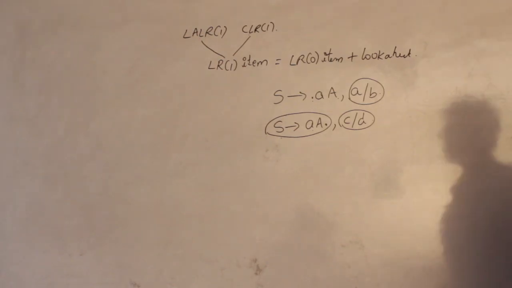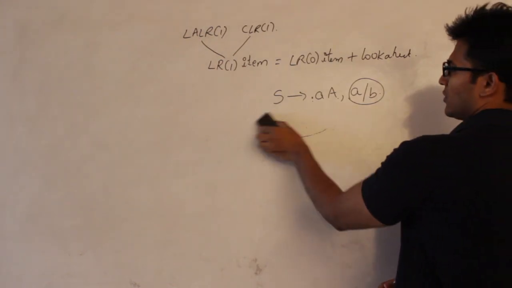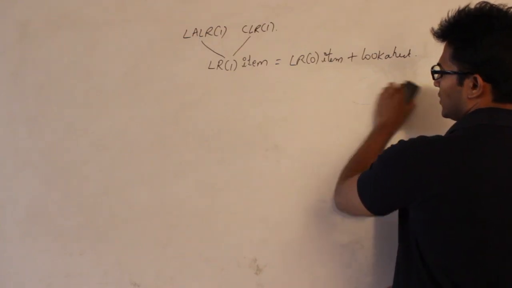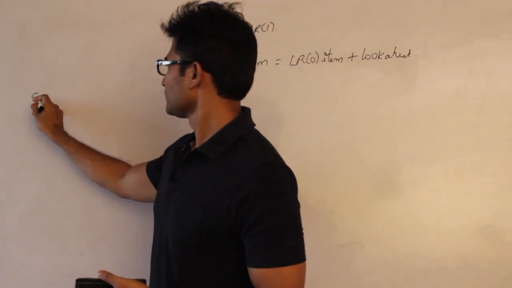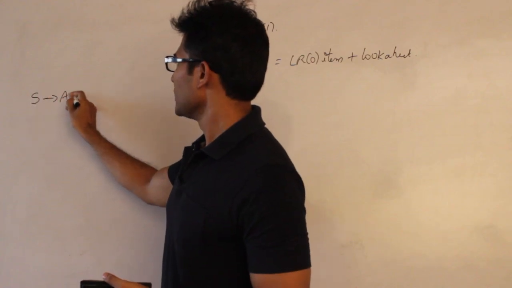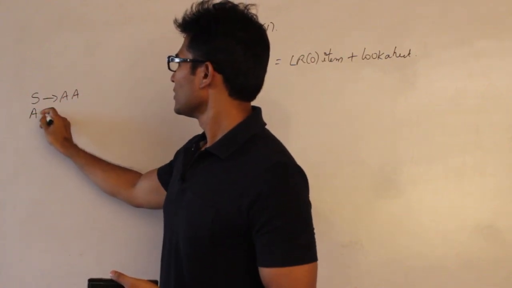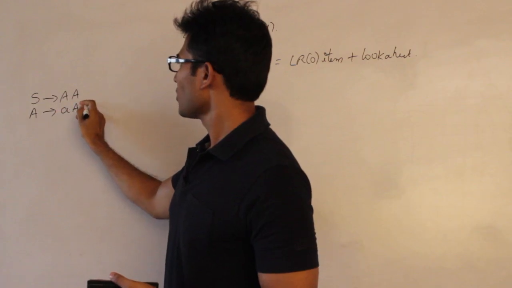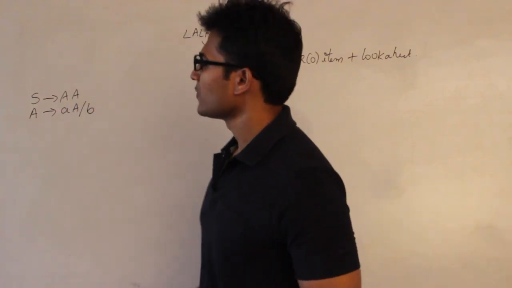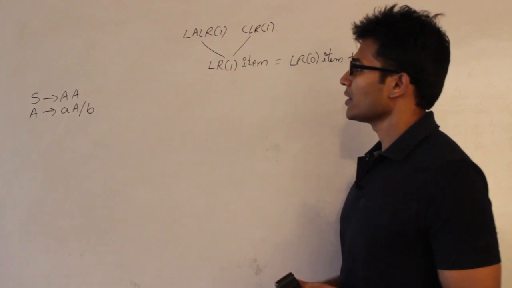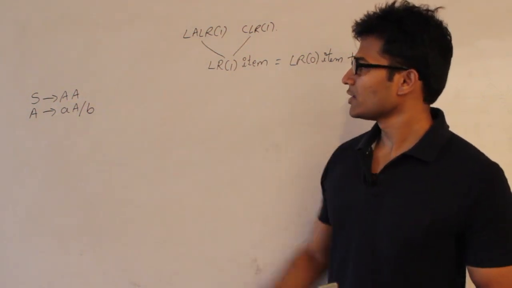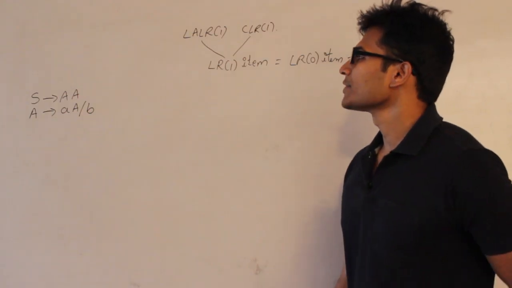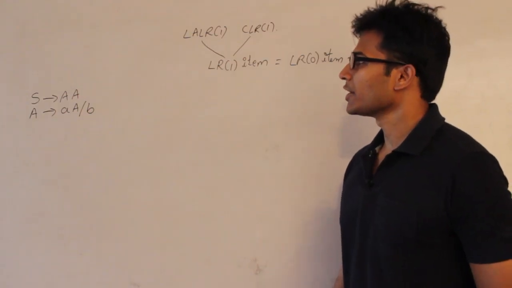Let's see the example, where we have seen one example in the beginning. This example is S derives AA, A derives small a or b. For the same example, we have constructed LR0 and SLR1 parsing tables also. Now for the same example, I want to show you how to construct the canonical collection of LR1 items.